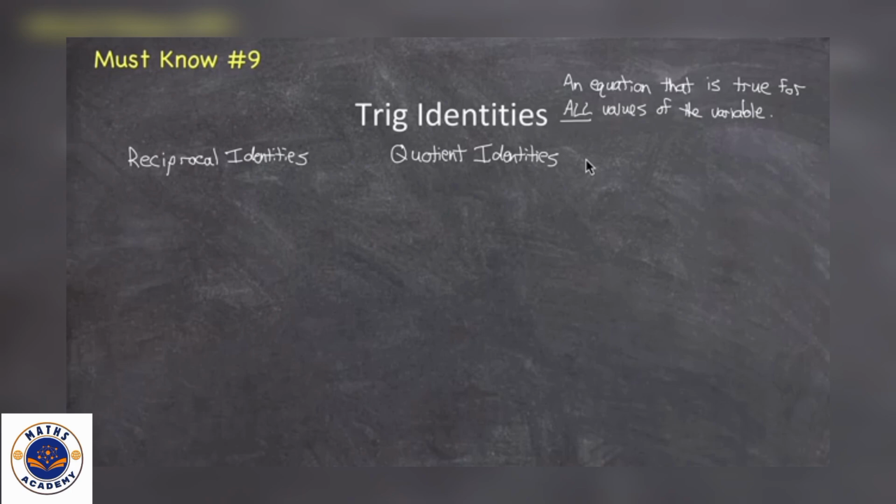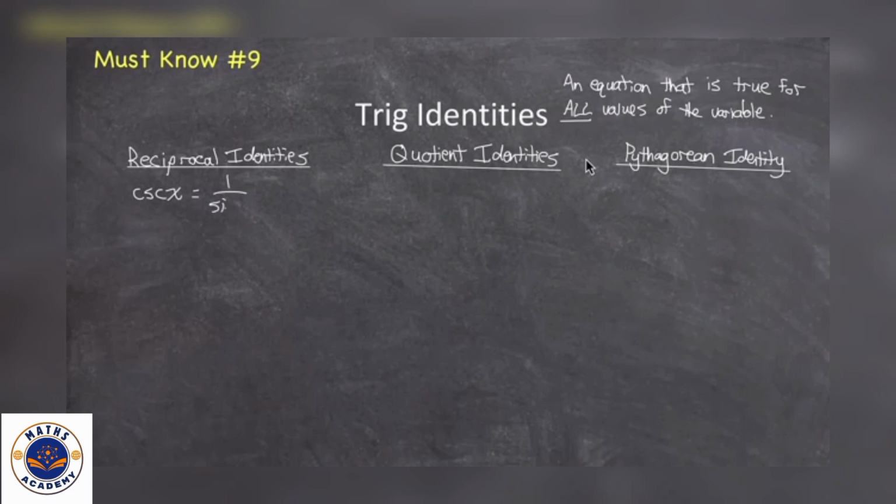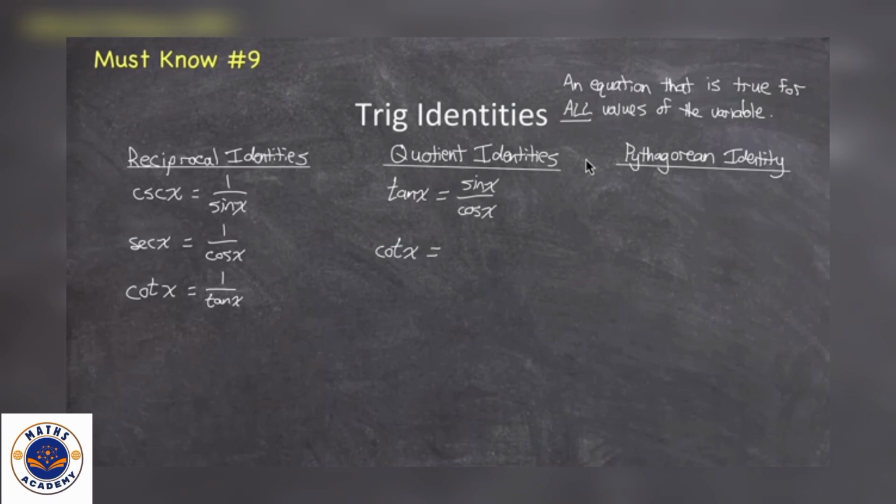course the Pythagorean identity. The reciprocal identities are that cosecant of any angle is equal to the reciprocal of, so 1 over, sine of that same angle. Secant is the reciprocal of cosine, and cotangent is the reciprocal of tangent. The quotient identities tell us that tan x is equal to the quotient of sine x and cos x. And since cotangent is the reciprocal of tangent, that must mean that cotangent is the reciprocal of sine over cos, which is cos over sine.